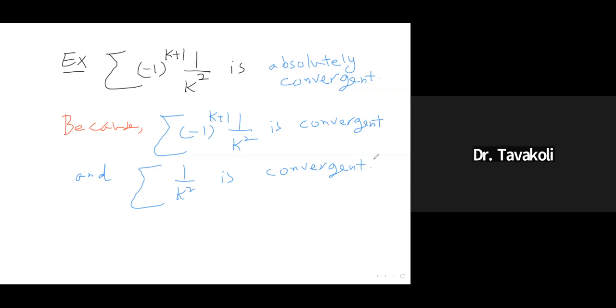As I mentioned, there is a theorem: if sigma of the series with absolute value is convergent, the original series is also convergent. So let me repeat that. If sigma of the absolute value of the terms is convergent, then we can conclude that the original series is also convergent.